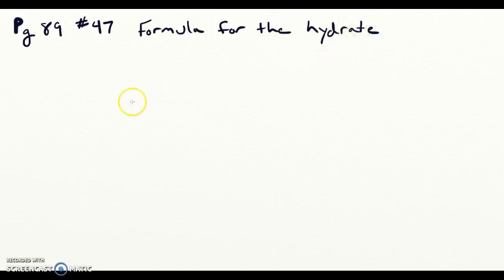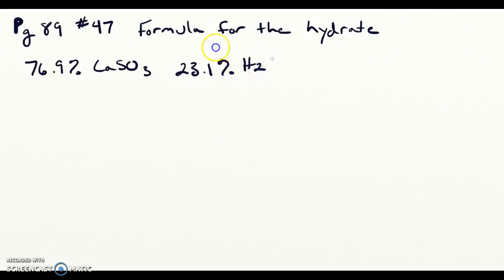Alright, so you're given a percentage, in this case 76.9% CaSO3, and then the rest of the percentage is 23.1% water, H2O. If you add these two up, 76.9 plus 23.1, it will give you 100%. And so you have to find out, well, what does that mean here?